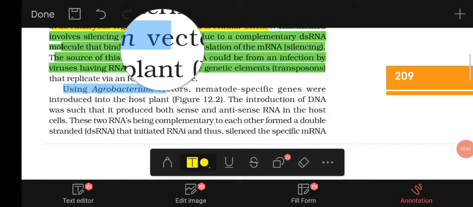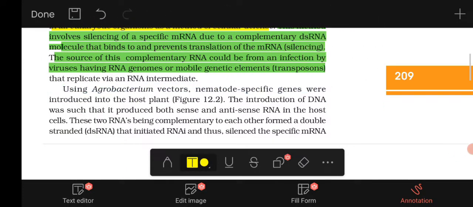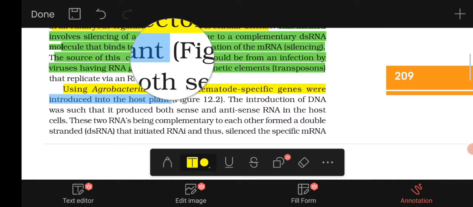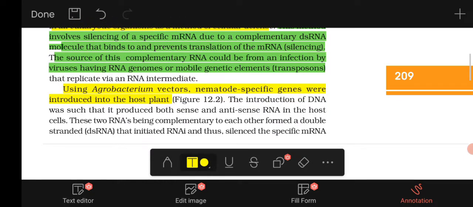Using the Agrobacterium vectors, nematode-specific genes were introduced into the host plant. In the previous chapter, we have already seen that Agrobacterium tumefaciens acts as a pathogen of dicot plants, but at the same time it has been disarmed, and now it is no more pathogenic. The modified one is no more pathogenic, and it is used as a vector in case of plants. So using this Agrobacterium vector, nematode-specific genes were introduced into the host plant.